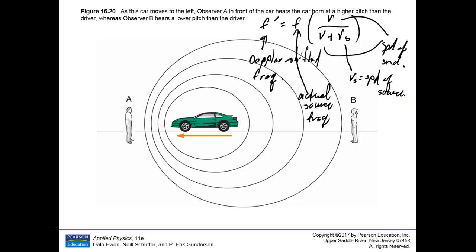Okay, so in this figure, this would be V sub S, the speed of the source. The actual frequency of the sound, what he's hearing, is F. Now, what this guy, that's the driver, is hearing is F prime. What she's hearing is F prime. But they are different frequencies. So where do you get that?